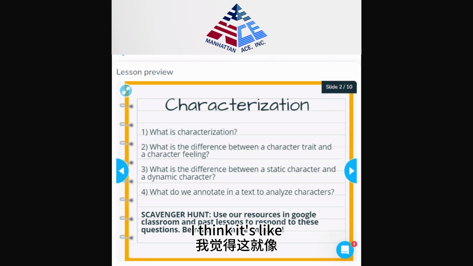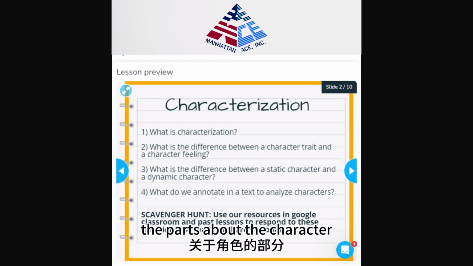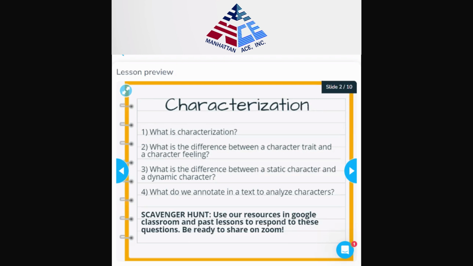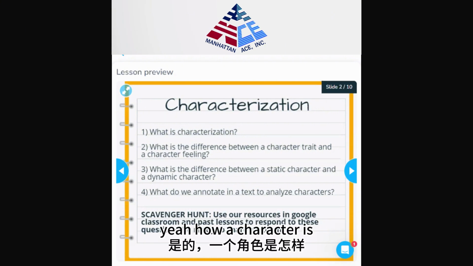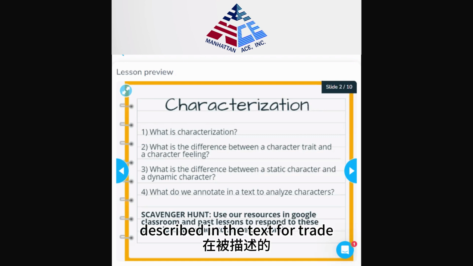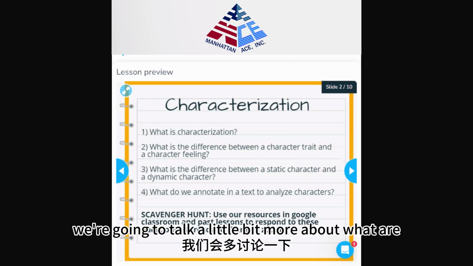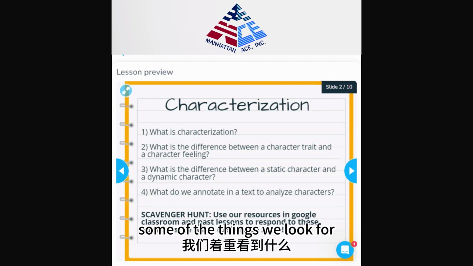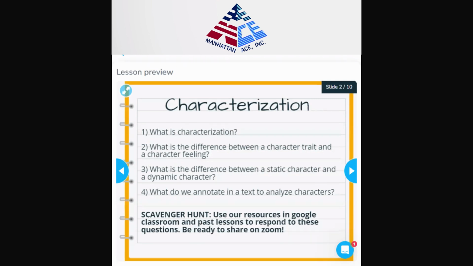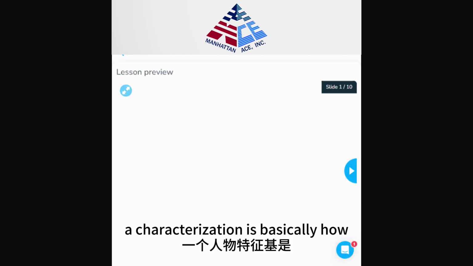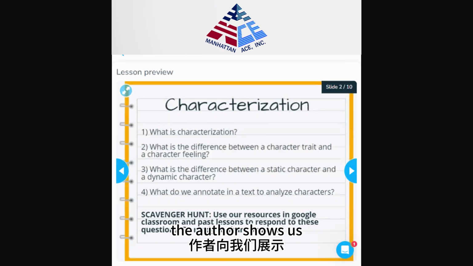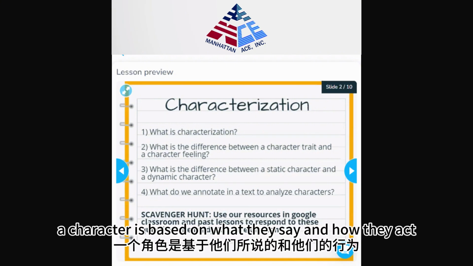I think it's like the parts about the character, like their traits. Yeah, how a character is described in the text, portrayed in the text. We're going to talk a little bit more about what are some of the things we look for. Go ahead, Ivy. What you got? A characterization is basically how the author shows us how a character is based on what they say and how they act.